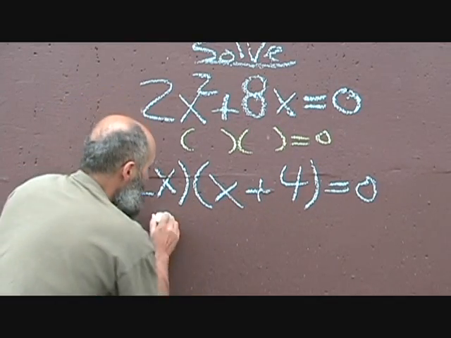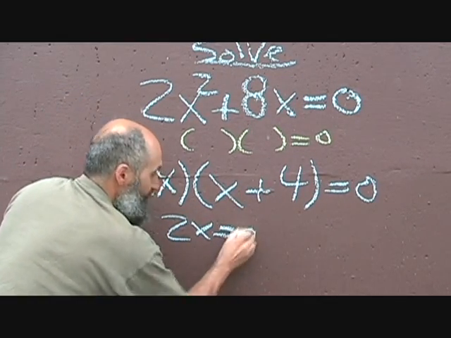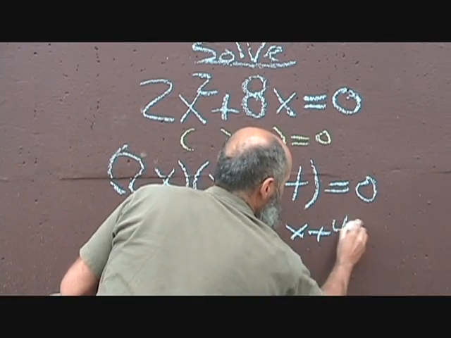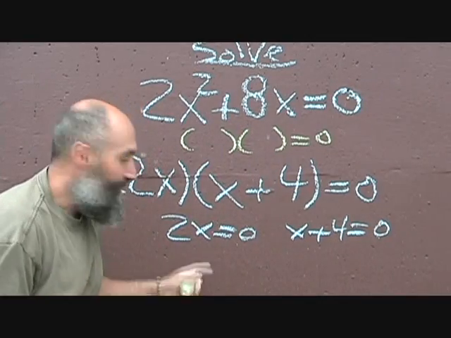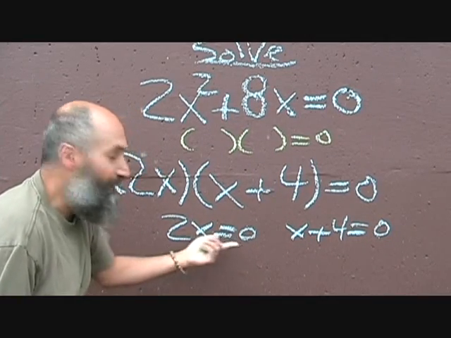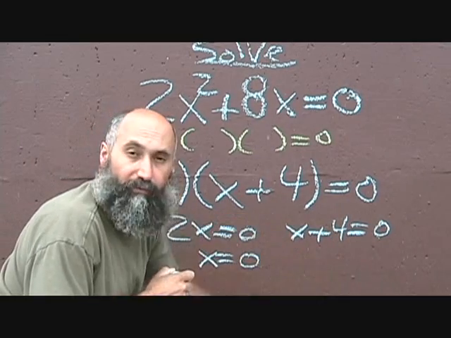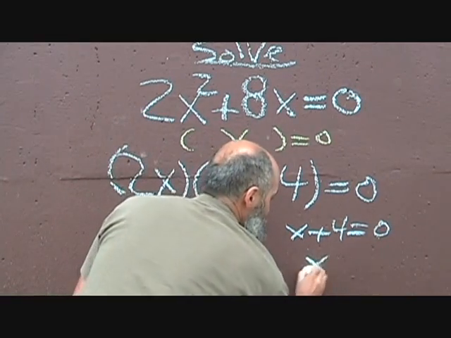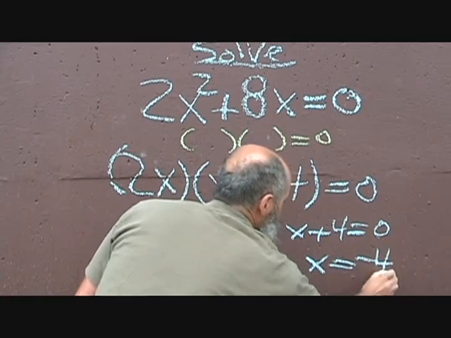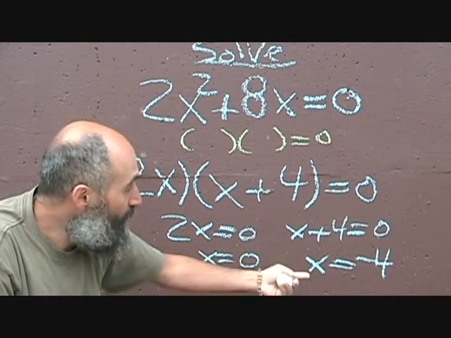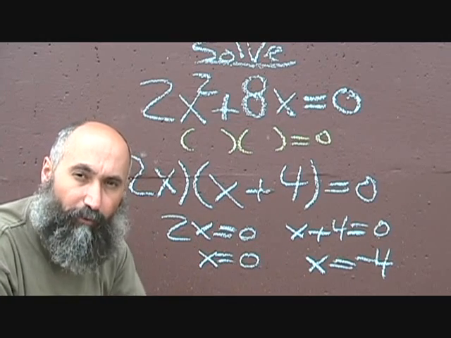So you go 2x is equal to zero, then you go x plus 4 is equal to zero, and then you just solve for each. For this one, you just divide by 2, so x is equal to zero. And for this one, you just move the 4 over, and x is equal to negative 4. And those are your solutions. And as we talked about before, those are your x-intercepts for a parabola.